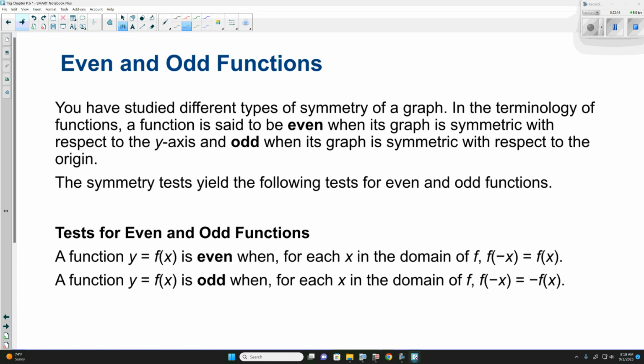Even and odd functions. Now, we consider a function to be even or odd based off of this here. A function y equals f of x is even when, for each x in the domain, f of negative x is equal to f of x. So if we plug in negative x into f of x, and we get the same function back that we started with, it's even. It's odd if f of negative x is equal to negative f of x.